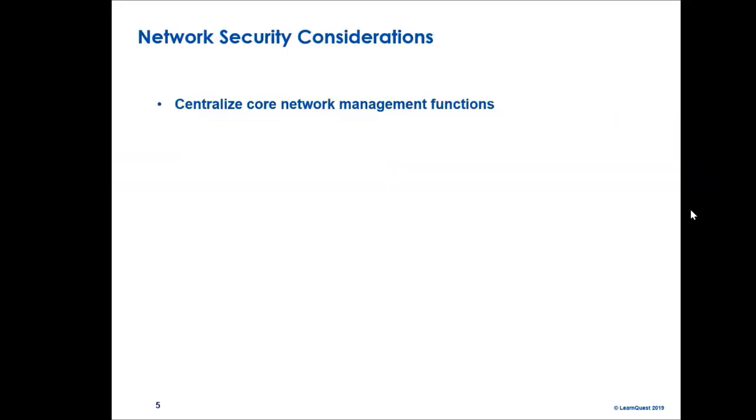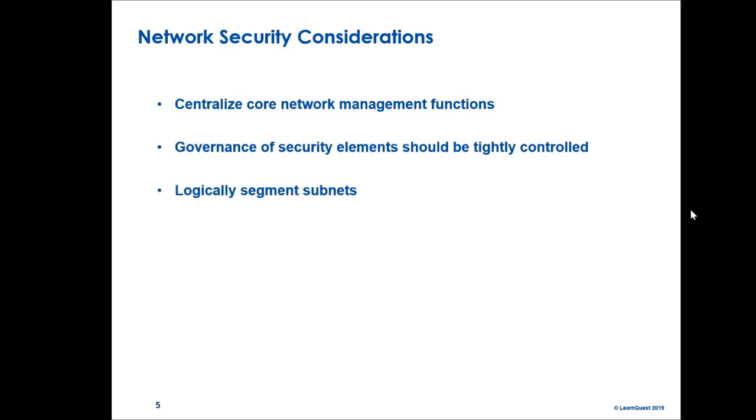Now let's look at some key considerations or best practices. To secure your network, you'll likely centralize core network management functions. It's important to consistently apply policies using groups as resources are added to the network. You'll also want to have tight control of security elements. Within your organization, define clearly who has access to policies, who can apply policies, and how these policies will be applied. When building your cloud network, you'll apply the same principles as in a typical local area or LAN network.